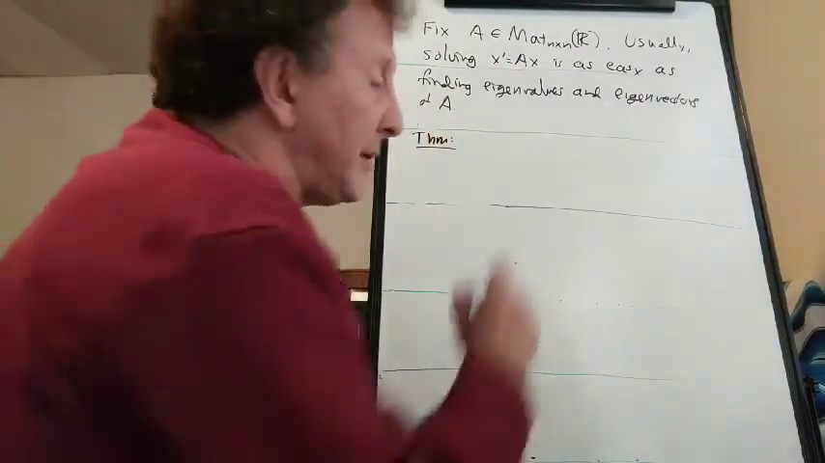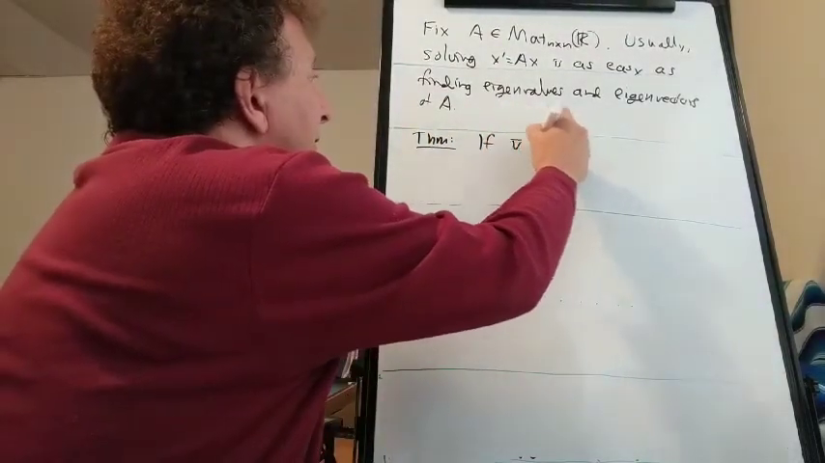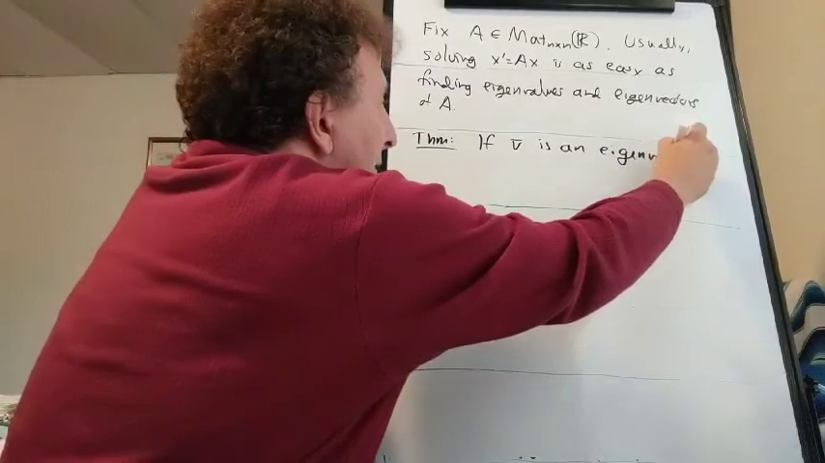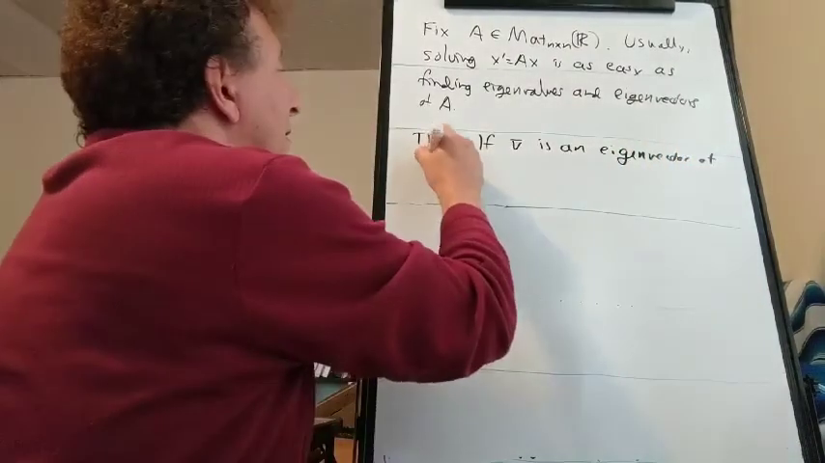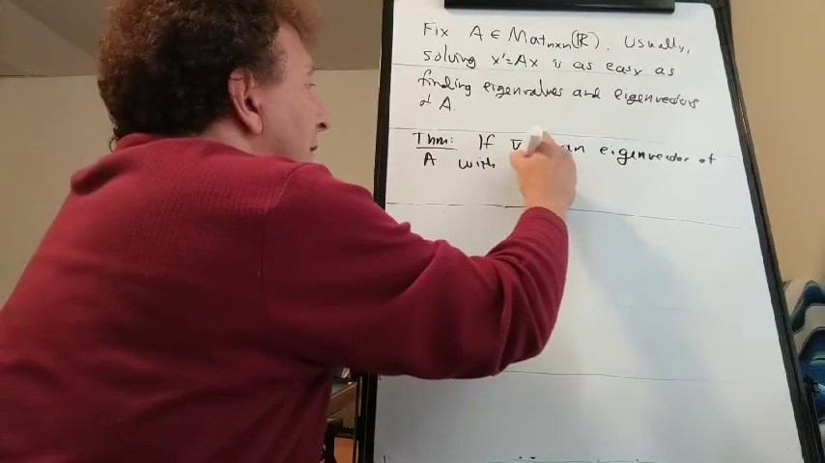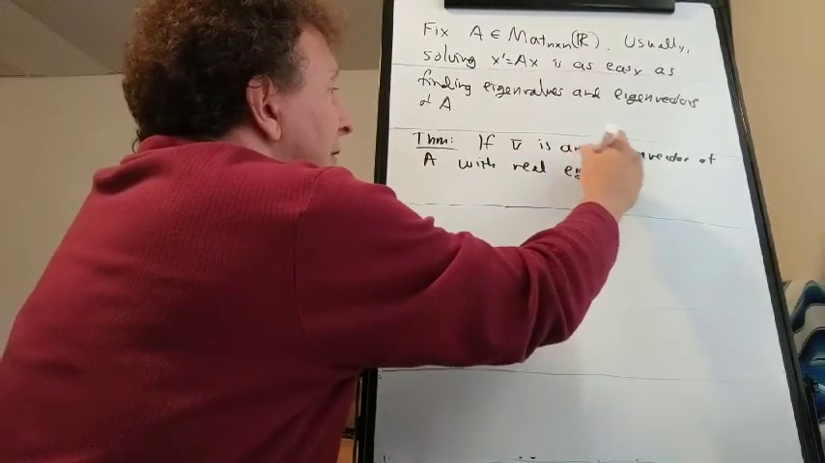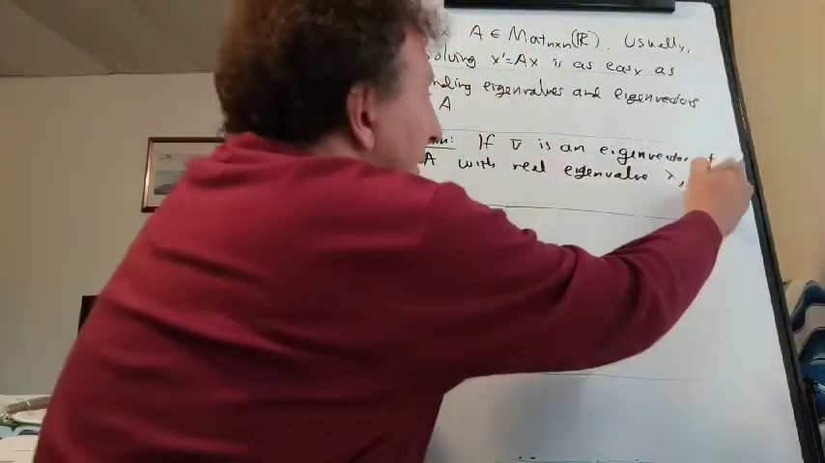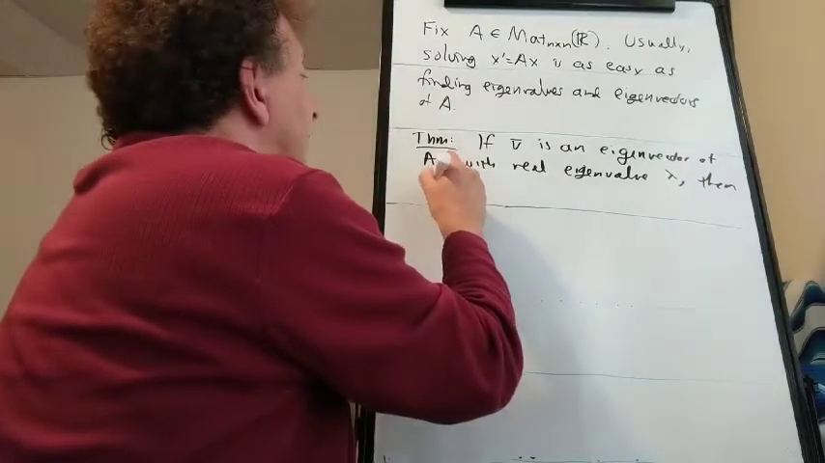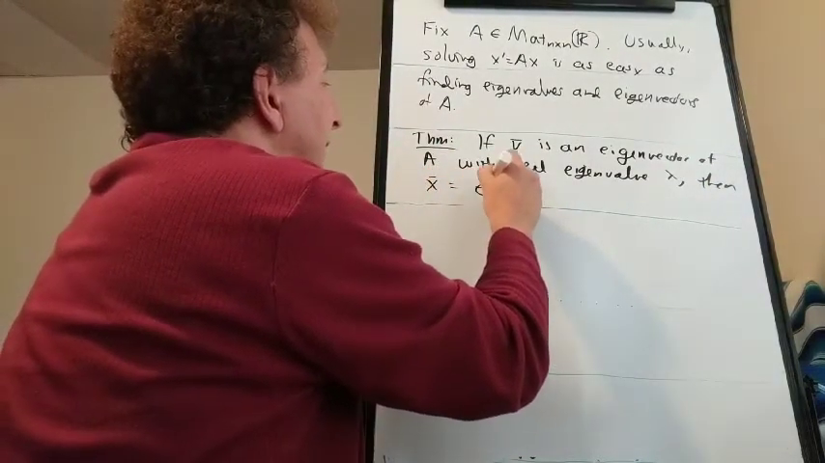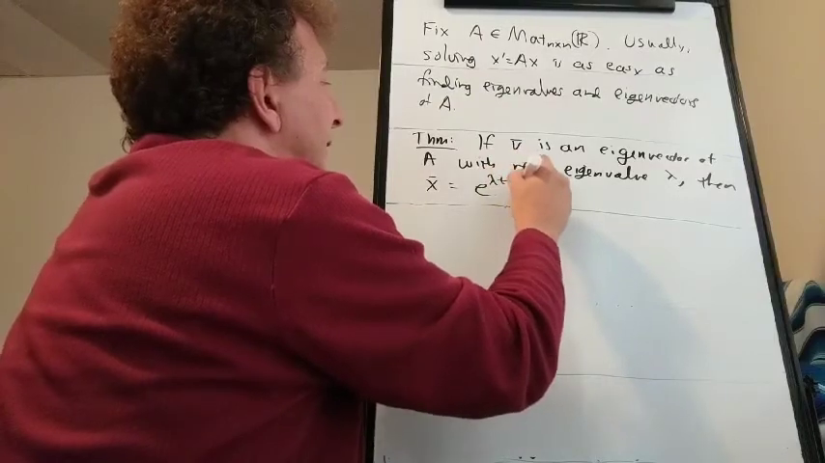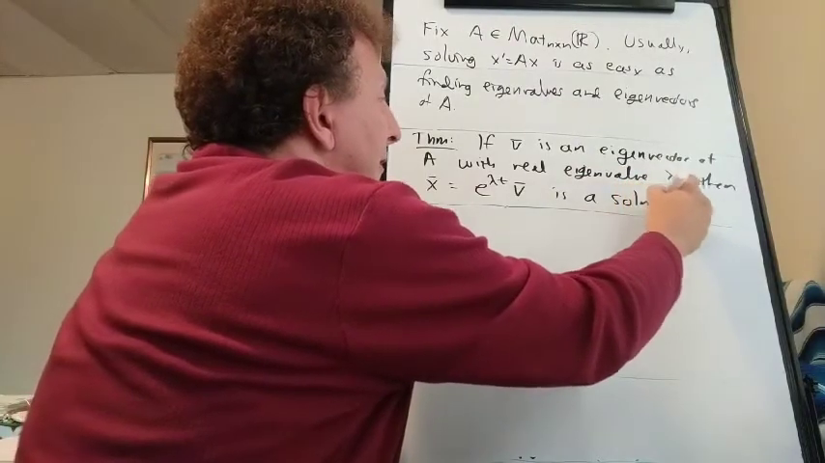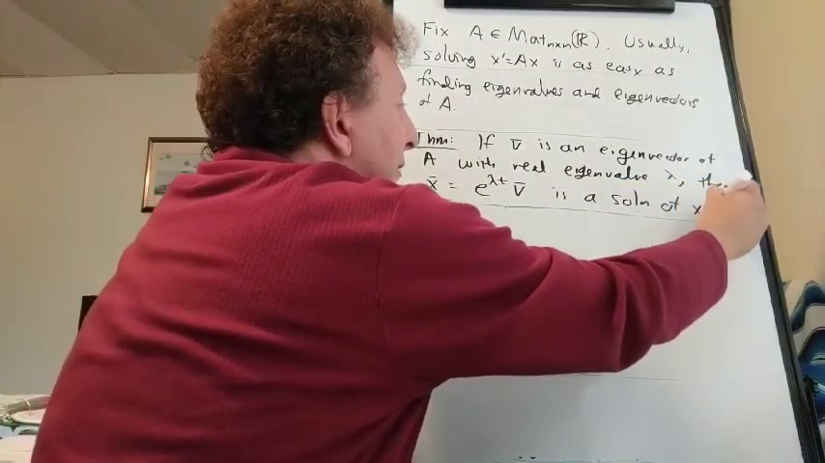So in particular, we have the theorem: if v is an eigenvector of A with real eigenvalue lambda, then x equals e to the lambda t times the eigenvector is a solution of x prime equals Ax.